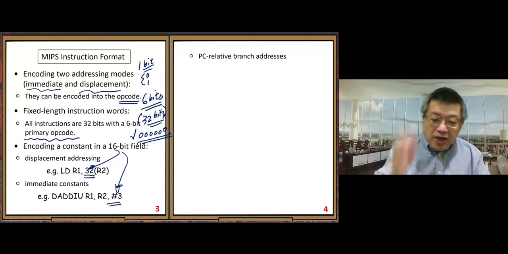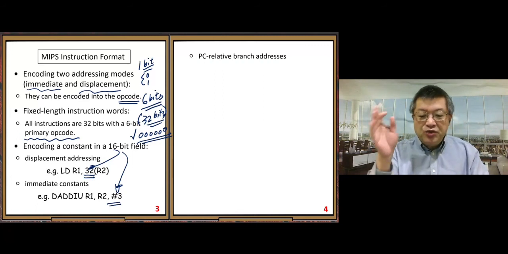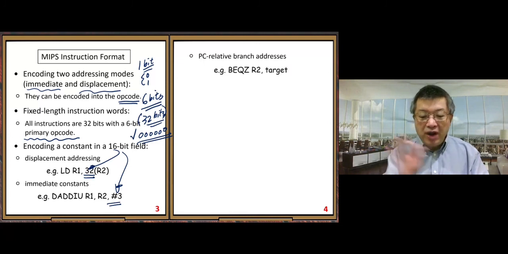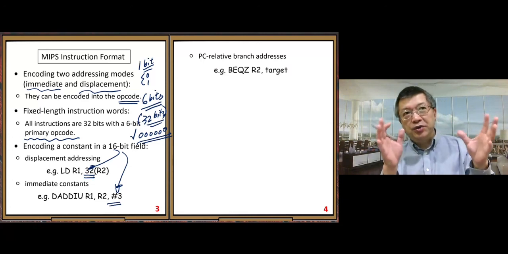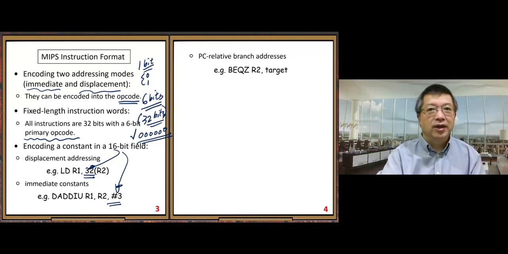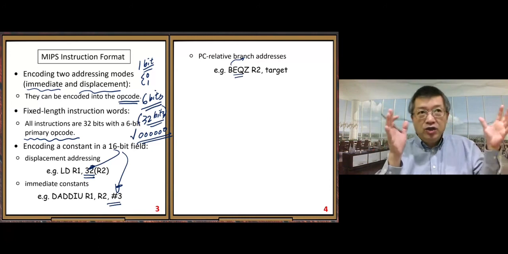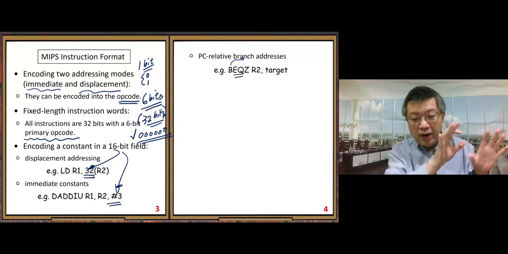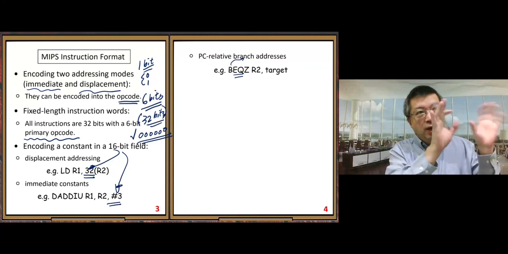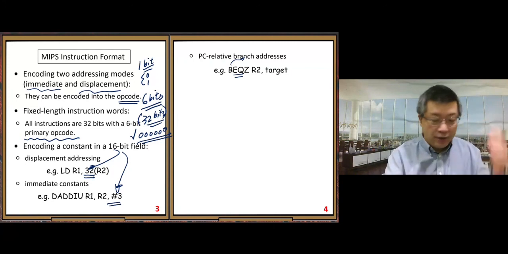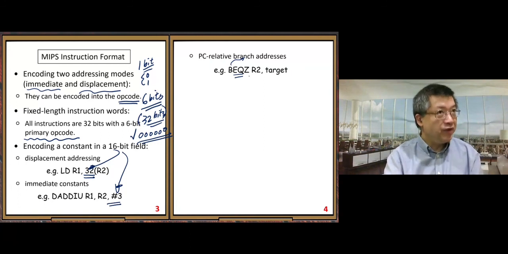That's called PC relative branch addresses. Let me explain a little bit. Here I show you this branch instruction. B means branch. EQ means equal. In a branch we do a comparison, so we compare 2 values, equal to 0 or not. Z means 0, compare with 0.